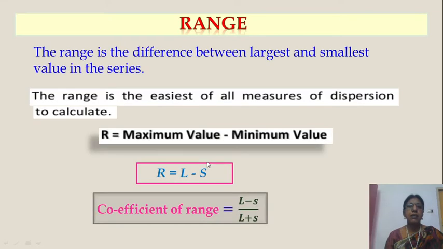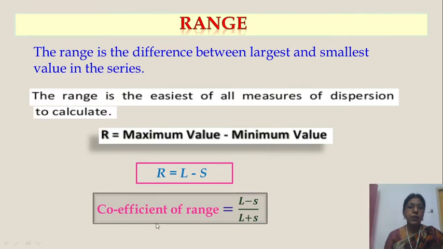L minus S, symbols are L minus S. The coefficient of range. Our next two topics are range, SD (standard deviation), and variance. For these three topics, we are going to find coefficients. Range: first the range formula, then the coefficient of range. Similarly, next the standard deviation formula, then the coefficient of standard deviation. Similarly, variance and coefficient of variance.